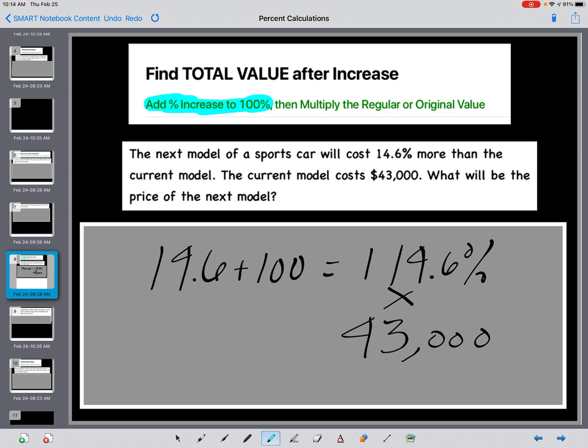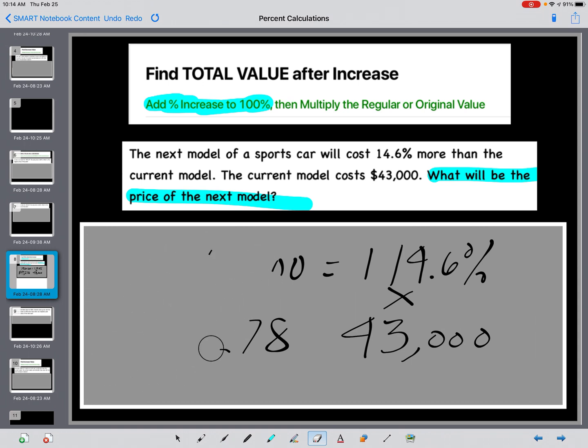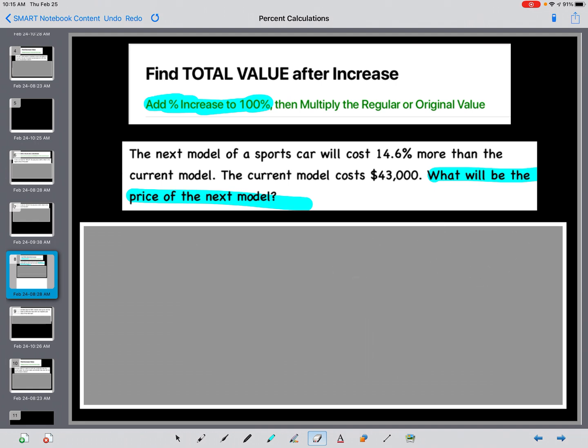So here's that question. What will be the price of the next model? That's a total value. So what we'll do is punch in 114.6%, multiply that by 43,000, and you get 49,278. That is the total value after the increase, the cost of the sports car. So you see the only difference there is just really adding the percent to 100 as opposed to subtracting it.